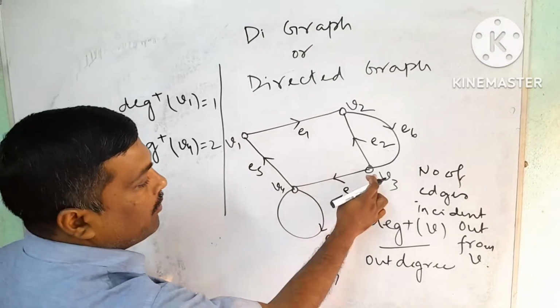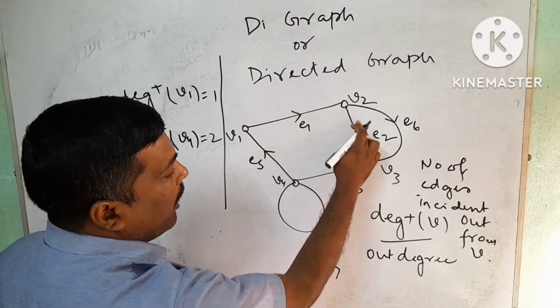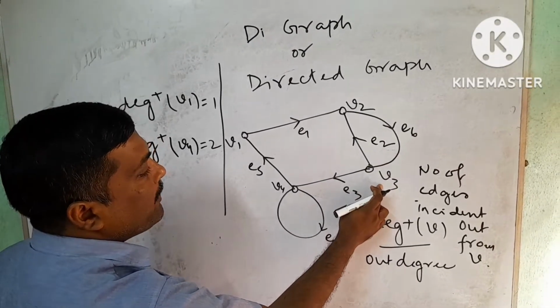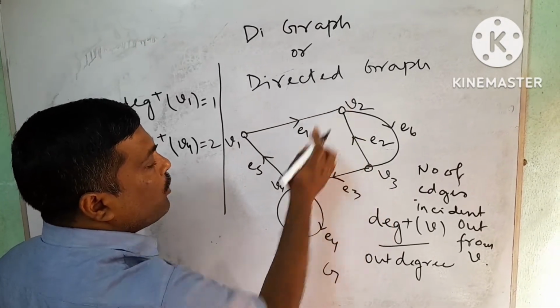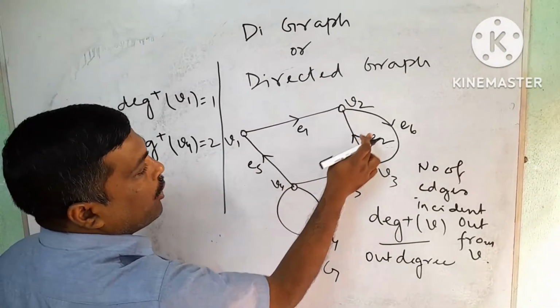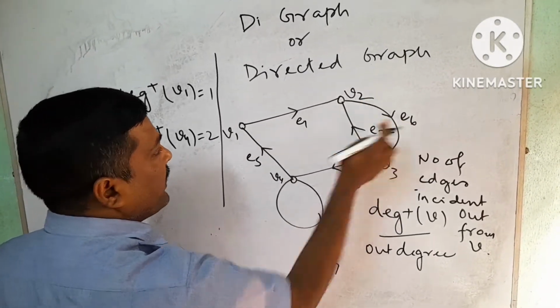Okay. Out degree of this vertex V3, d_G plus V3, is 2. Now d_G plus V2, the out degree of this vertex V2, is 1. Okay. Only one is incident out from V2, that is E6.